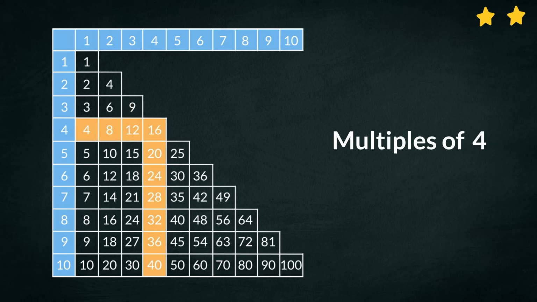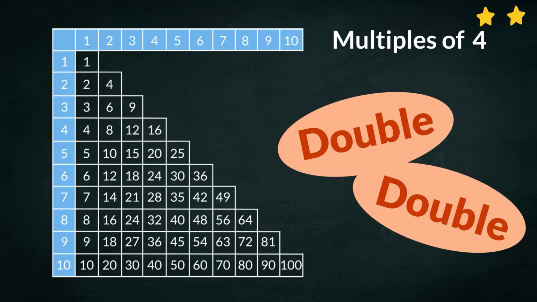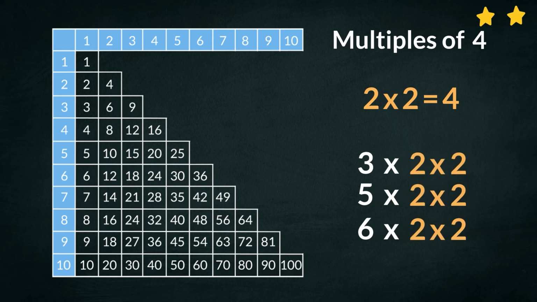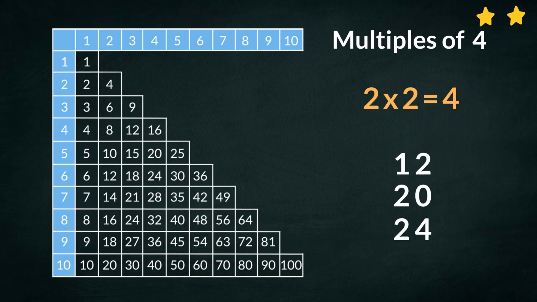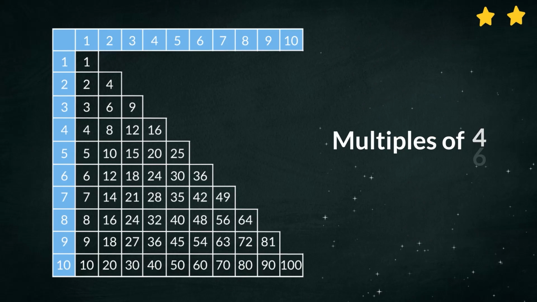If you're having a hard time memorizing these, try the double-double trick. What does that mean? Well, because 2 times 2 equals 4, why don't we switch this 4 with 2 times 2? Now you can double that number and double it again to get the answer. Works like a charm. How about the multiples of 6?